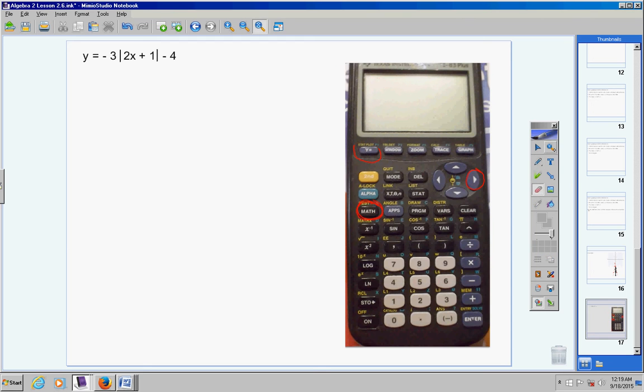When you do that, here's what's going to pop up on your screen. It's going to go back to this screen, and you're going to see -3 and then ABS, then parentheses. All that means is -3, which is what we have, then absolute value. So what are you going to type next then? 2x plus 1. So type 2. Now where's the x? It's right here. Push that button right there. That's the X button right there.